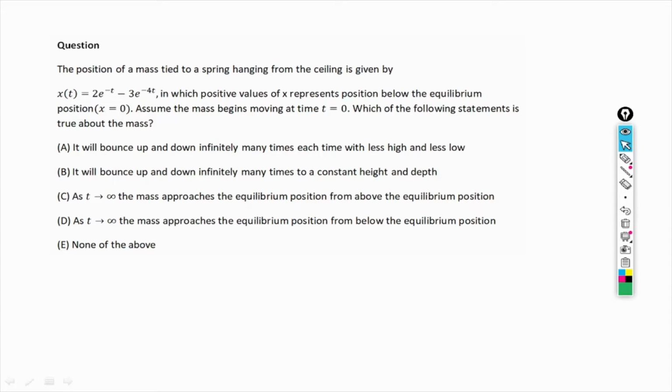Hello everyone. So we are going to solve this problem related to the mass attached to the spring. So let's say this is a spring and some mass is attached to it, and we drop this mass at time t equal to 0, and the position of this mass is given by this function where x represents position below the equilibrium position, which is x equals 0.